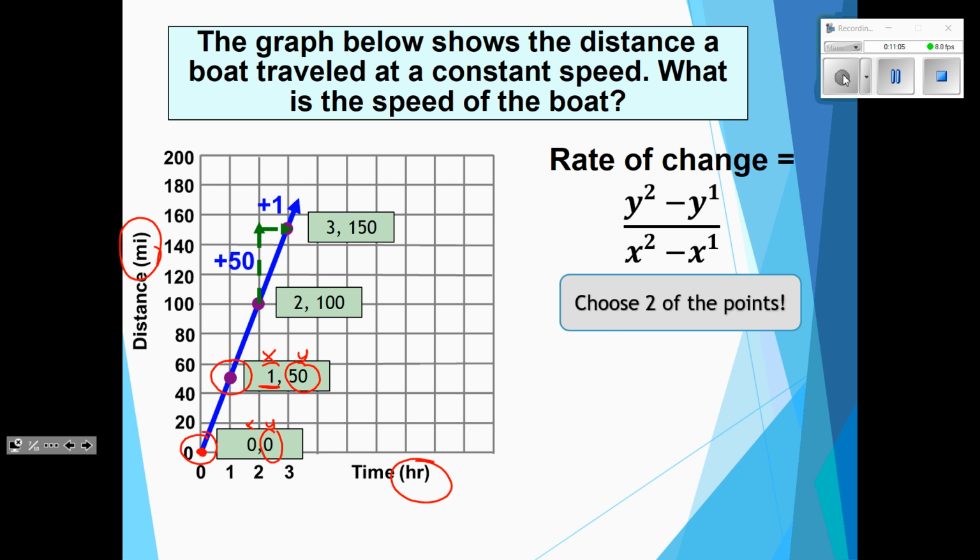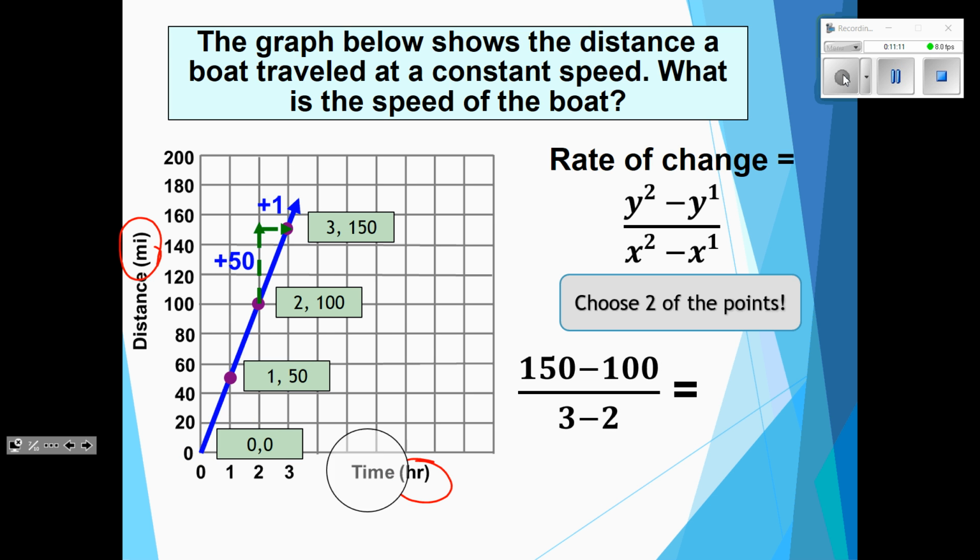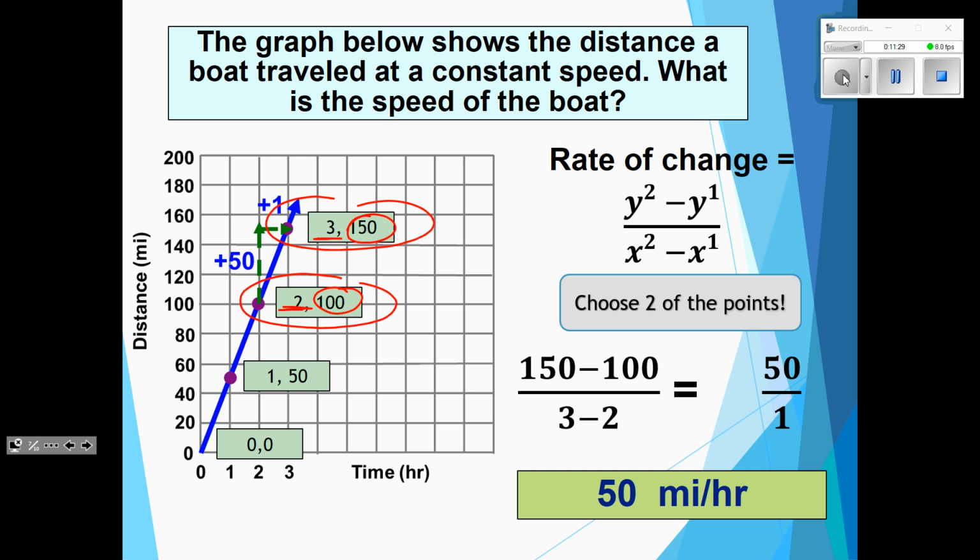Let's say I would have chosen 2 different points, because it could have been any 2 points. Let's say instead I chose, erase this right here, this point and this point. I would have subtracted the y's on the top, so that's 150 minus 100. I would have subtracted the x's on the bottom, 3 minus 2. 50 divided by 1 is still 50. You still get the same rate of change. You just have to choose 2 of the points.